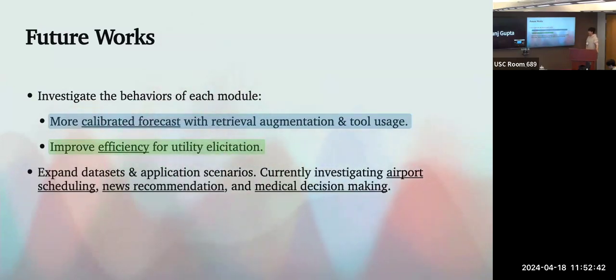And we also want to expand datasets and navigation scenarios. So there's something like airport scheduling, meaning that you don't want to make a lot of delays. You want to allocate the flights to different terminals and gates so as to avoid collision. You also want to do news recommendation. And we also want to do medical decision making, which is something that I'm most excited about.